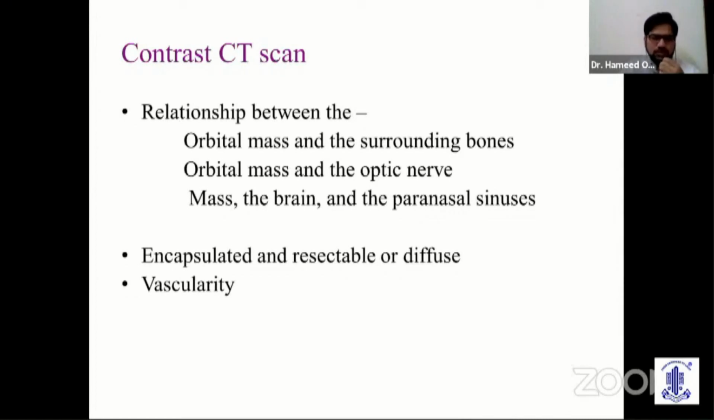It also gives a relationship with the paranasal sinuses, and sometimes we have lesions arising from the paranasal sinuses and eroding into the orbit. Also, we can come to know whether the lesion is encapsulated, well defined, and circumscribed, which can be easily resectable, or if it is diffuse, you need to do debulking or incision biopsy. Contrast again will give us information about the vascularity, whether it is highly vascular. If it is highly vascular, you need to prepare blood transfusion as well in that case.